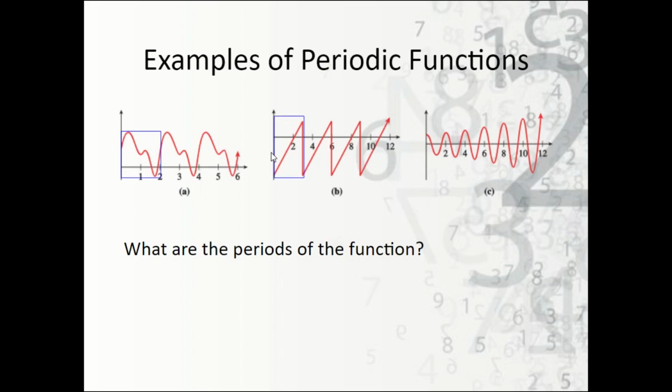Then here, we go up and then down, and right here, we start over again. So this one has a period of about 3. And this one goes from the top down here and then starts over again. So this one has a period of about 2.